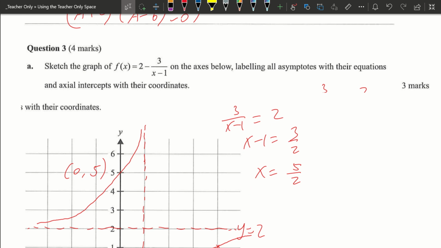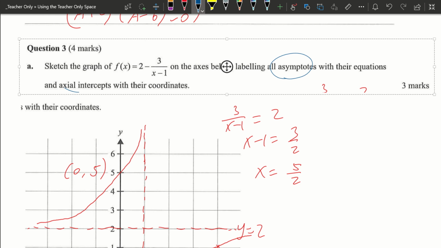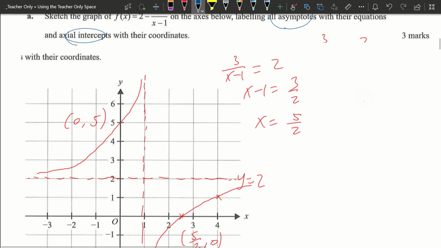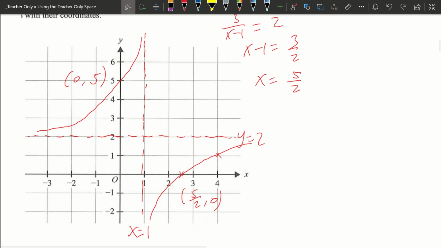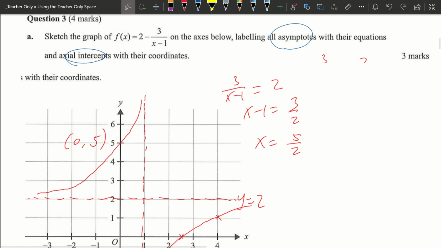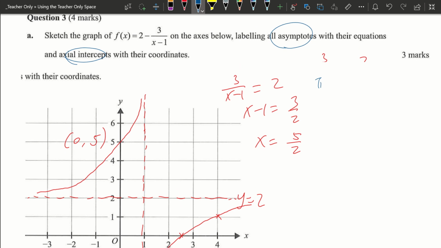And then question 3, we have a function f(x) = 2 - 3/(x - 1). The question is to sketch the graph, labeling all asymptotes and axial intercepts, which I have done here. So this is a transformation question, so you need to realize all the transformations here.